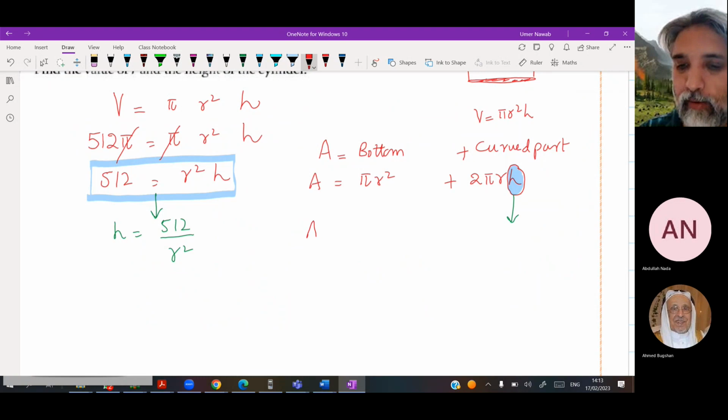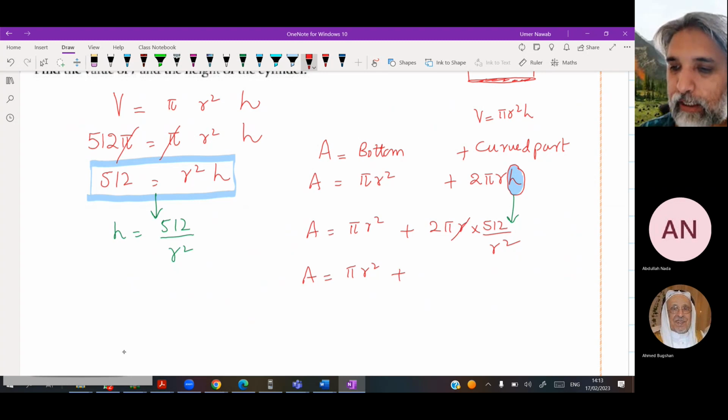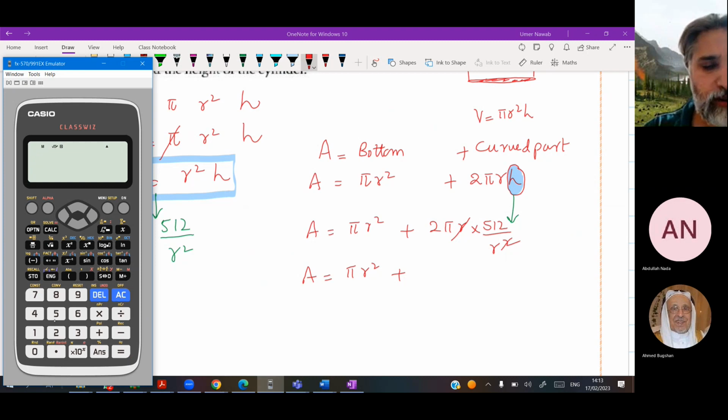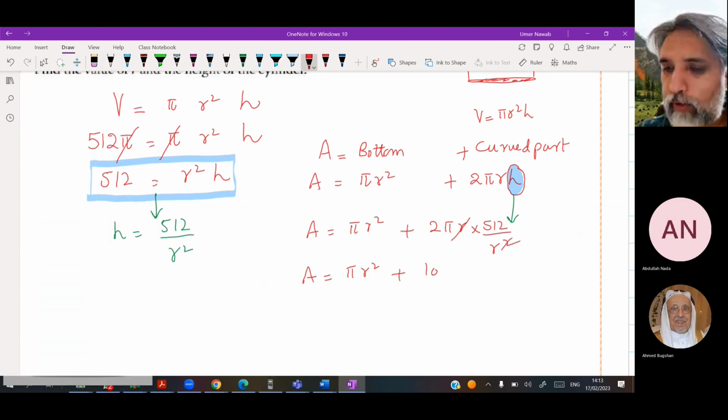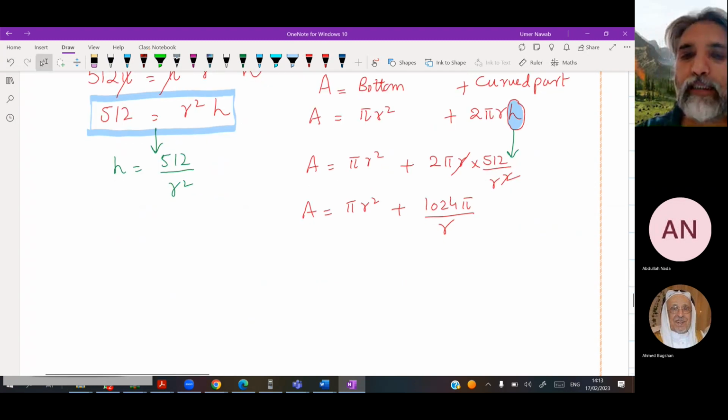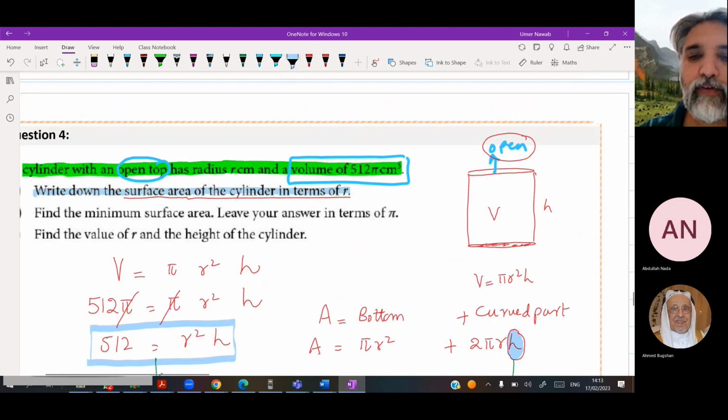Okay, now area is equal to pi r squared plus 2 pi r, and in the place of h, I'm going to write 512 over r squared. Wow. Now area is converted only into R form. Can I cancel r with this one? And 512 times 2 is 1024. So 1024 pi over r. Now area is given in terms of R. That was the first question: write down the surface area of the cylinder in terms of R.